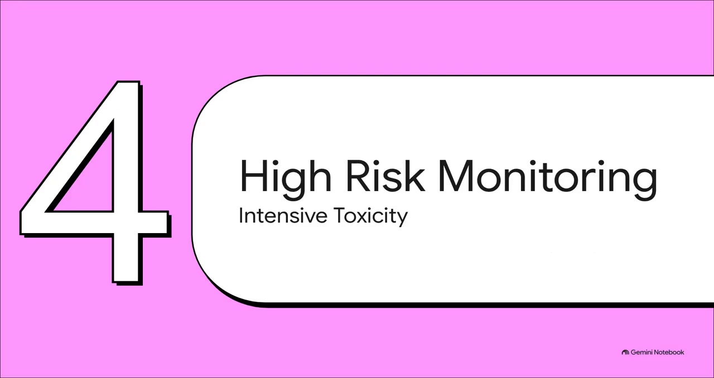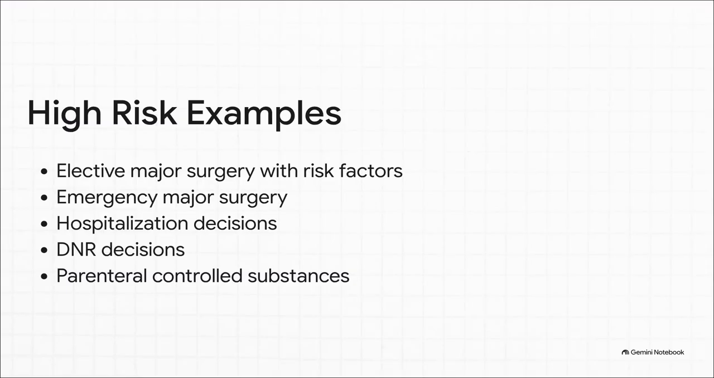Section 4, high-risk intensive toxicity monitoring. Now we're at the very top of the ladder. High risk encompasses interventions with a high probability of severe complications or literally even death if mismanaged. We're looking at decisions regarding elective major surgery with identified risk factors, like a cardiac patient undergoing hernia surgery.